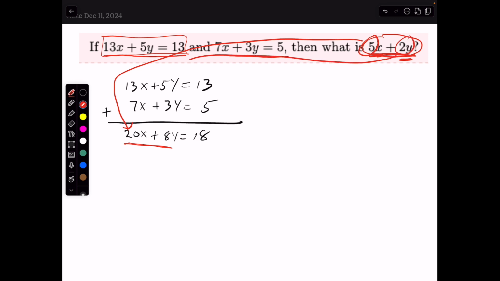So then I think it would be fair to say that if you have 20x plus 8y is equal to 18, just divide every term by 4, which I'm allowed to do. I'm dividing both sides by 4. I end up getting 5x plus 2y is equal to 18/4, which reduces to 9/2. So the answer in this case would be 9/2.